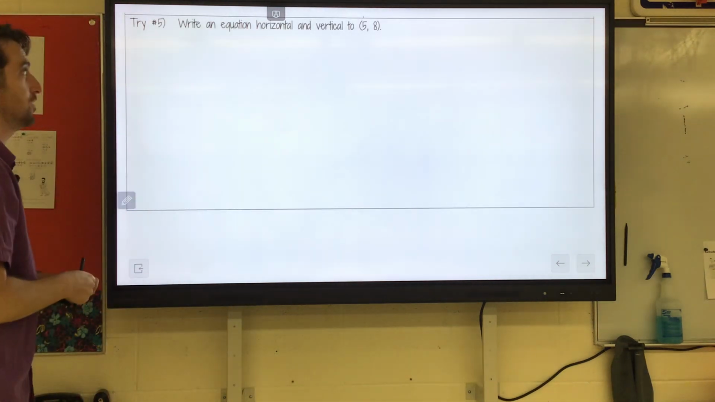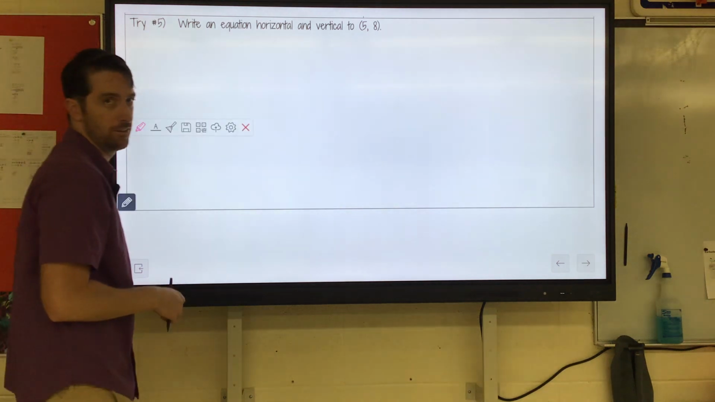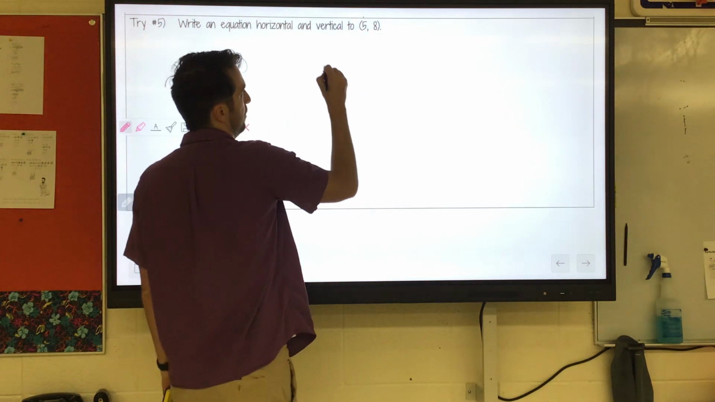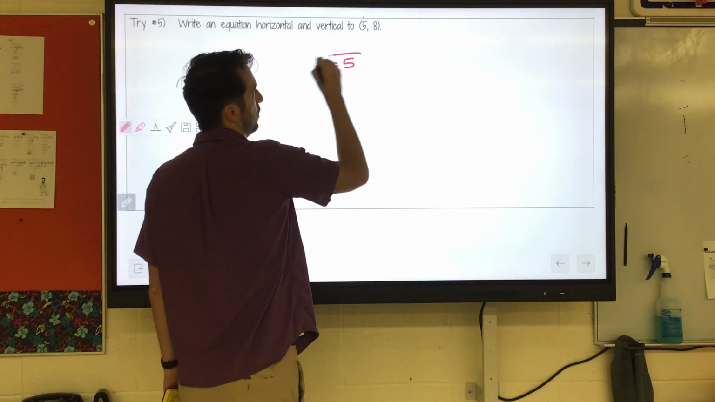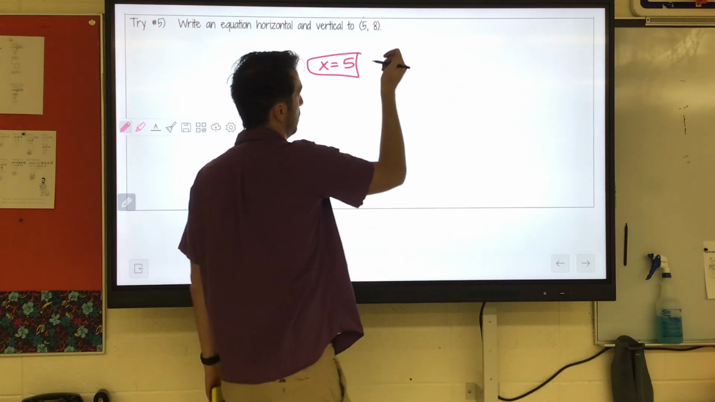So here, write an equation horizontal and vertical. Alright, look, the x coordinate is 5. So a vertical line passing through that point would be x equals 5. The y coordinate is 8.